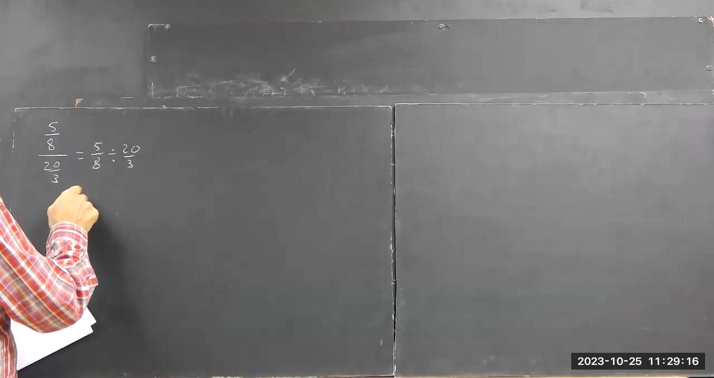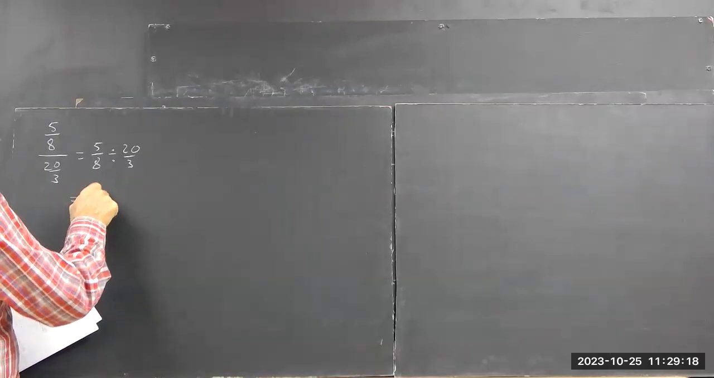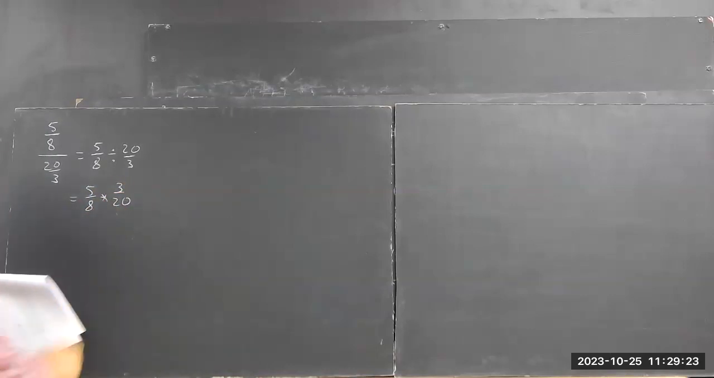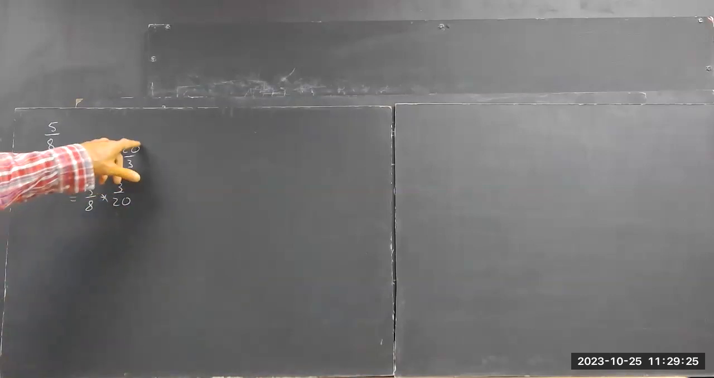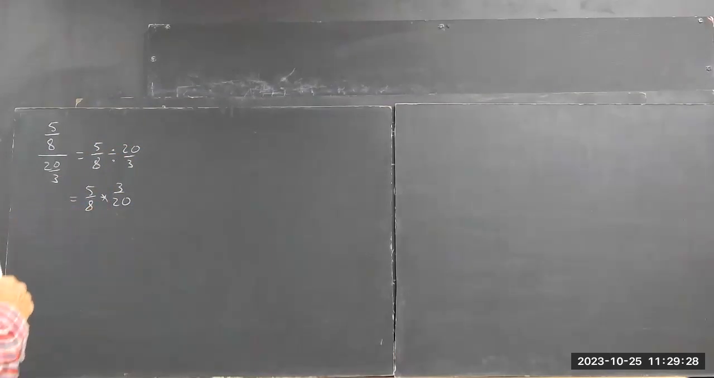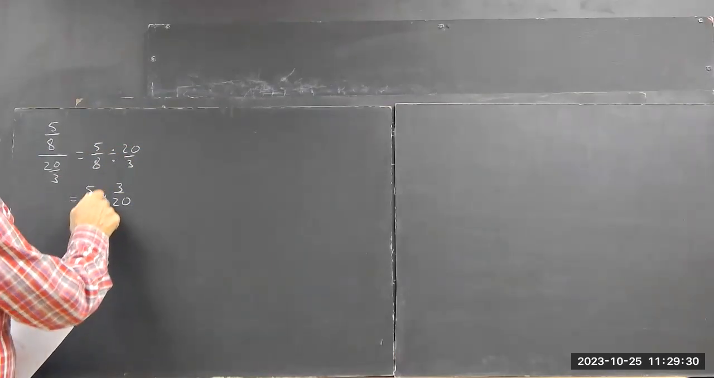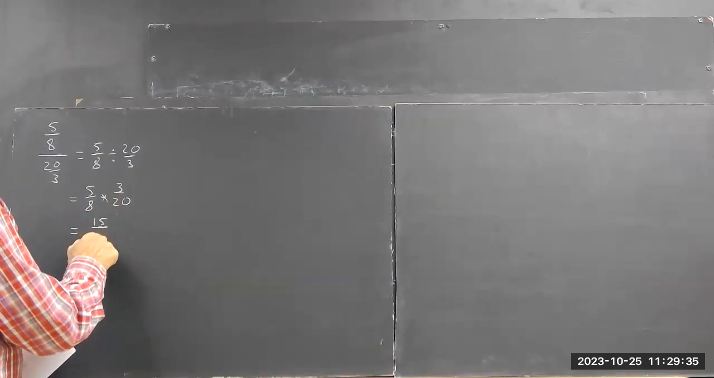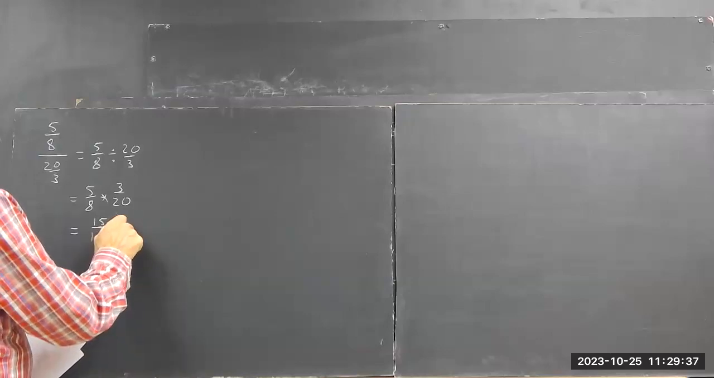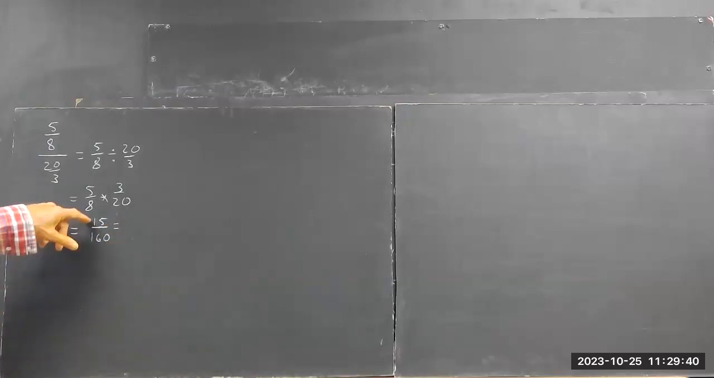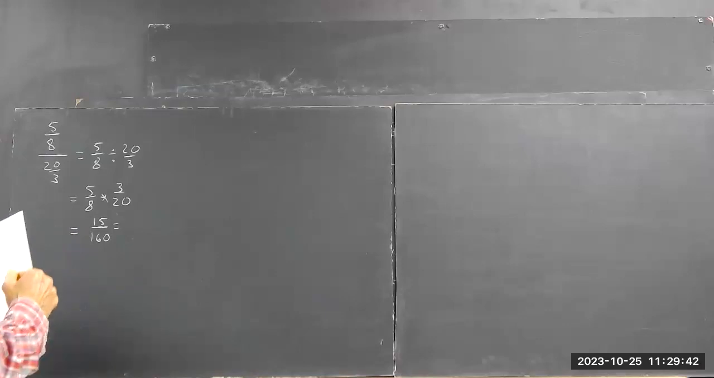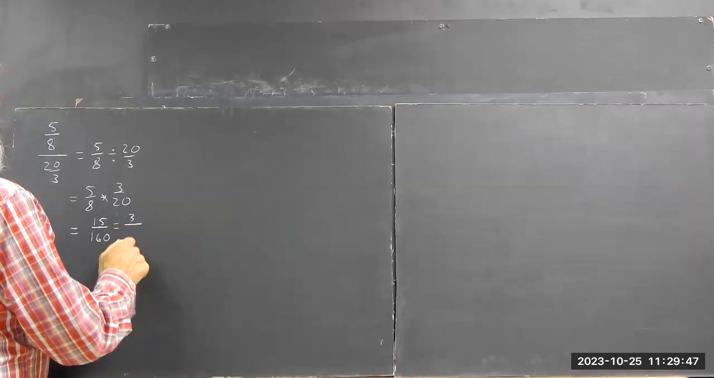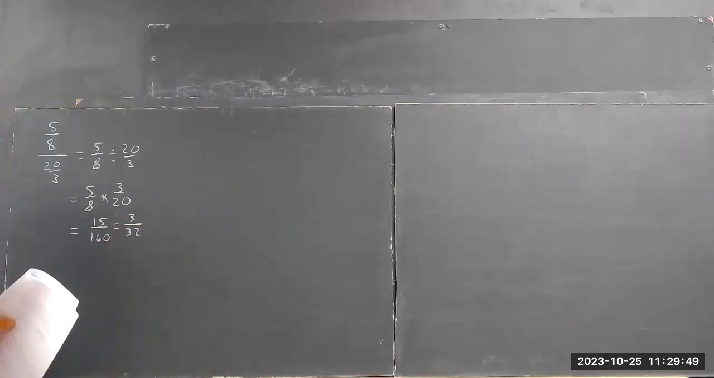And then we use the rule that we should always know. Division by a fraction is multiplication by its reciprocal. So this is 5 times 3, which is 15, over 8 times 20, which is 160. Now, 15 and 160 are both divisible by 5. When we divide 15 by 5, we get 3. We divide 160 by 5, you get 32.